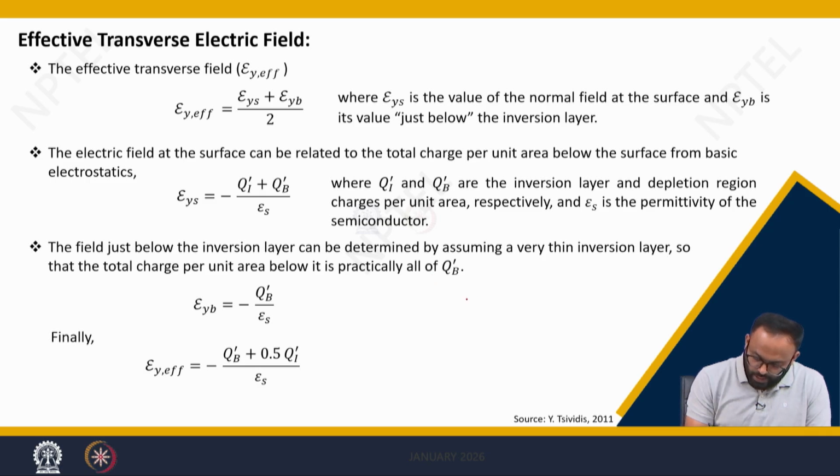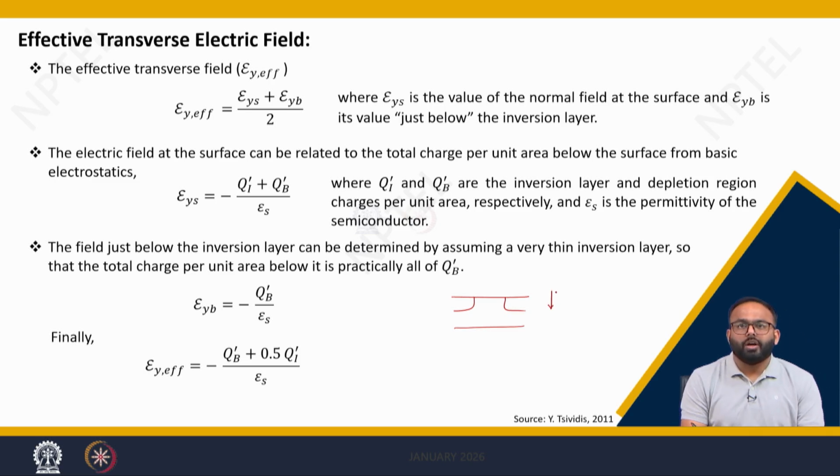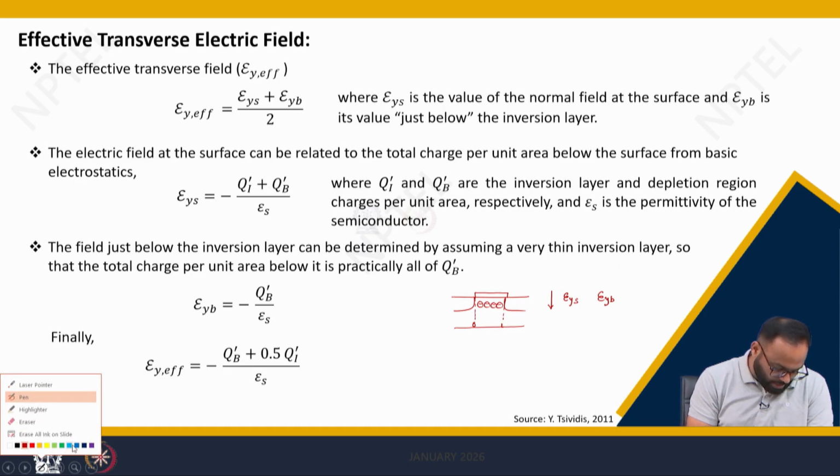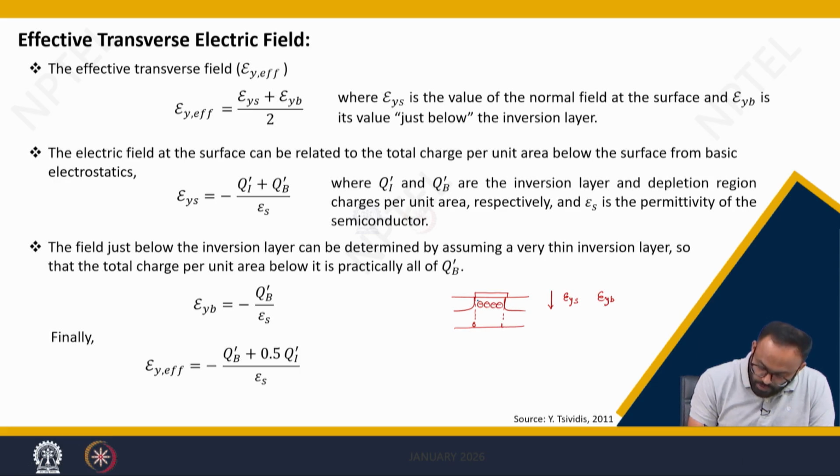Let us define a simple formula considering the effective field, averaged out, having two components. One is EYS and one is EYB. I will explain what they are. Let us consider you have a MOSFET, and between source and drain you have a depletion region and an inversion region. To show this, let me change the color of my pen to blue. So this is the inversion region.